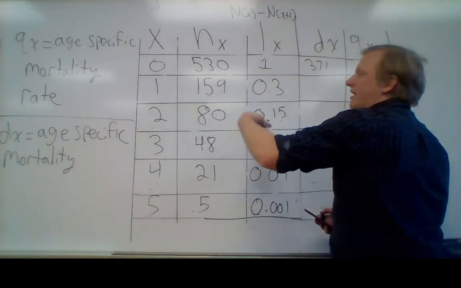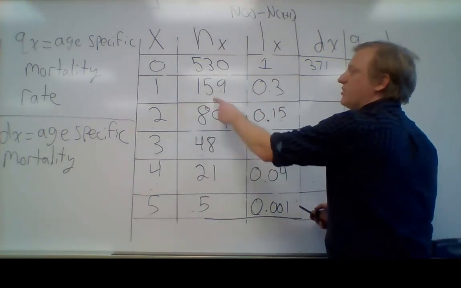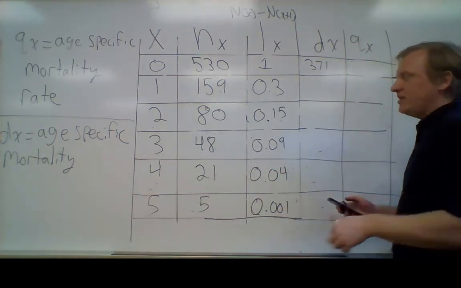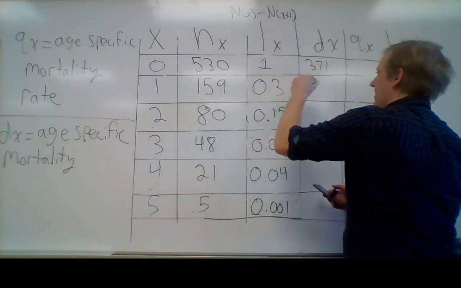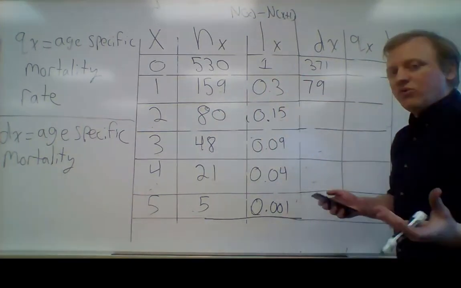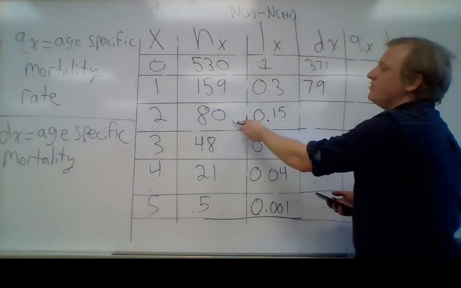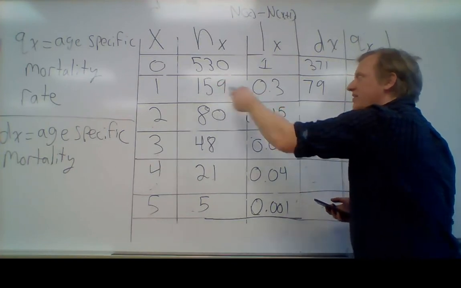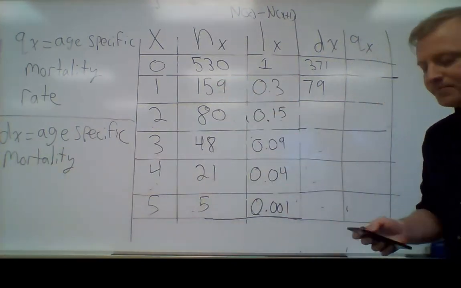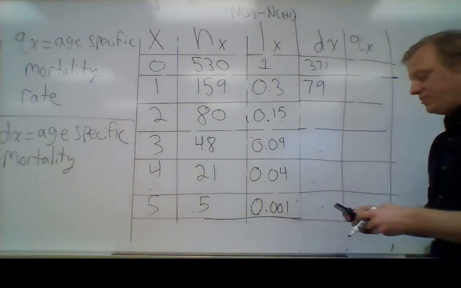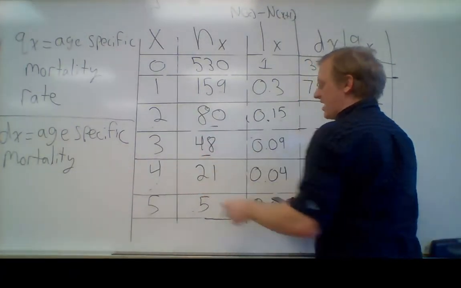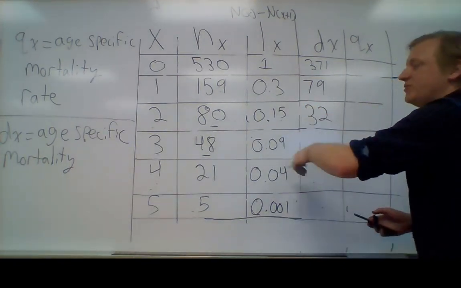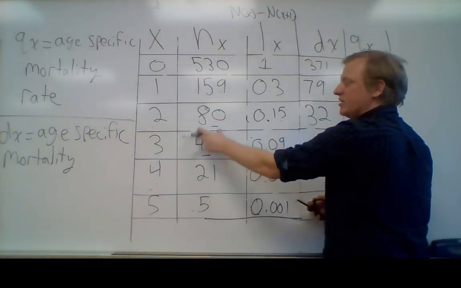So let's calculate our age-specific mortality for generation 1. How many died between here and here? Well, 159 minus 80. We had 79 died. And again, this hopefully makes a little bit of sense. If you have 80 individuals left in generation 2, and in generation 1 you started with 159, that means that 79 died. So let's calculate it for generation 2. We're going to take this number 80 and subtract 48, which gives us an age-specific mortality of 32. 32 individuals died between here and here.